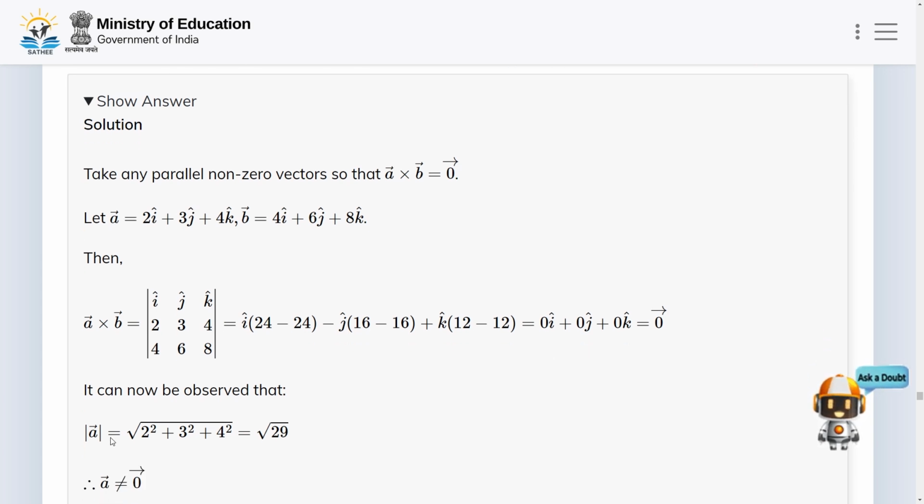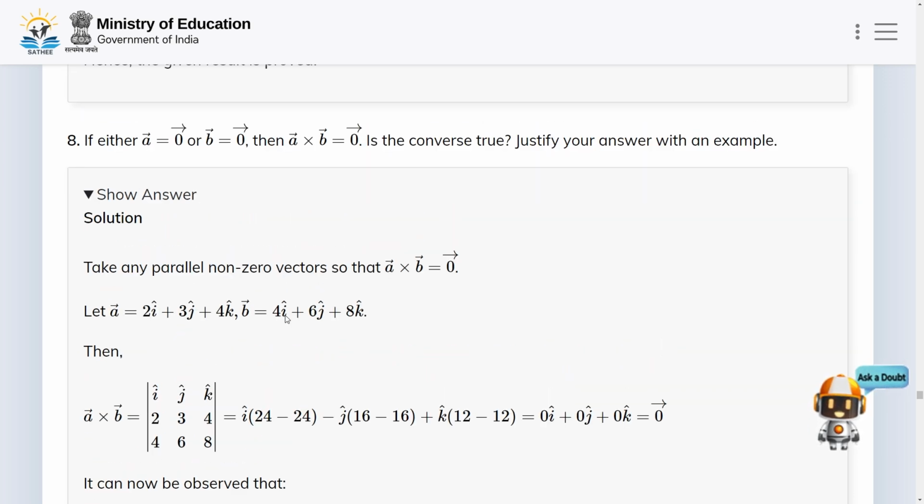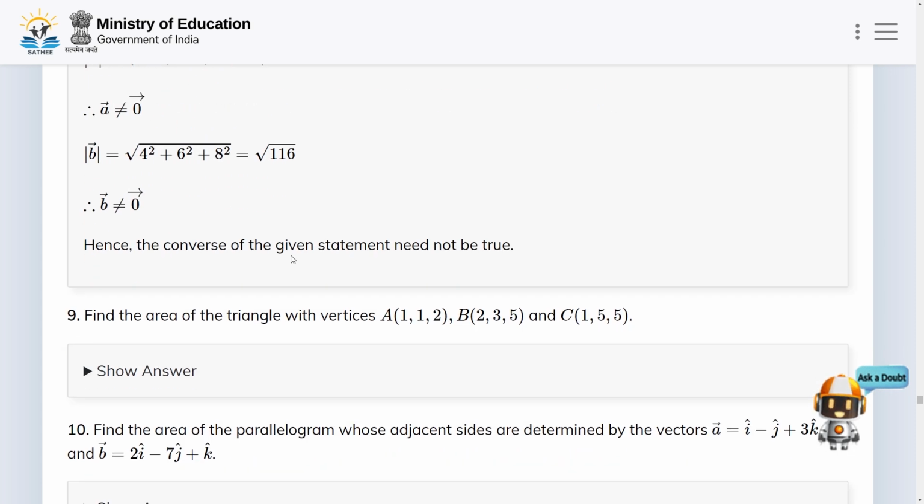But here you can see the magnitude for A, as you can see that A is non-zero and B is non-zero. Both are non-zero vectors, but still the cross product is going to be 0. So the converse is not true. Clear? I hope it is clear to you.